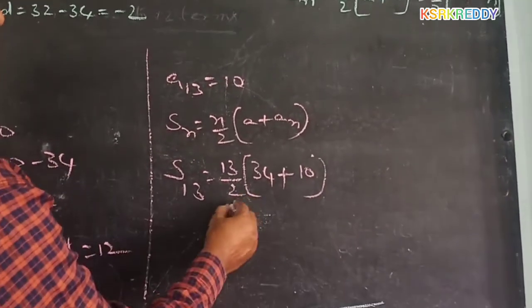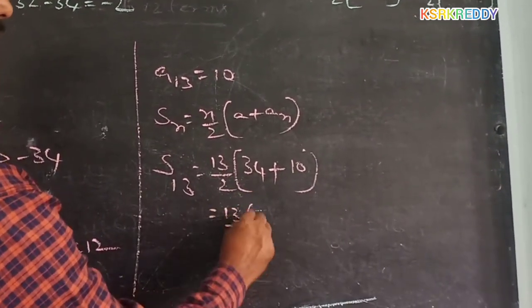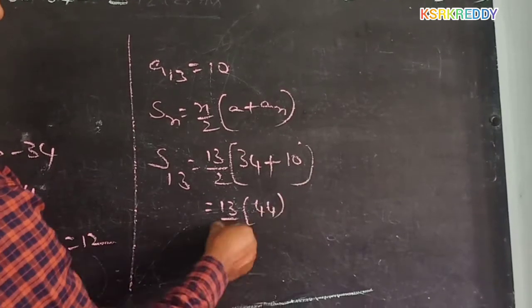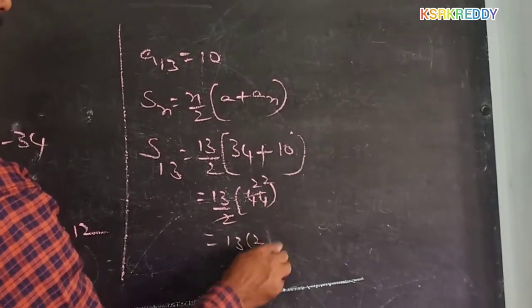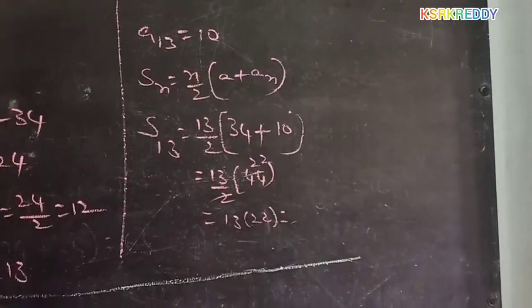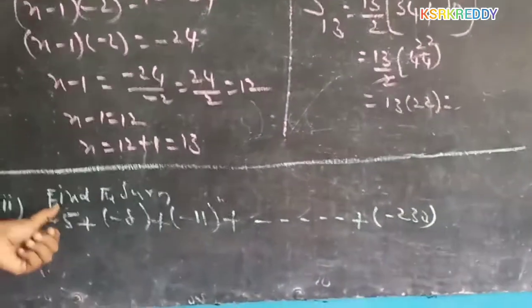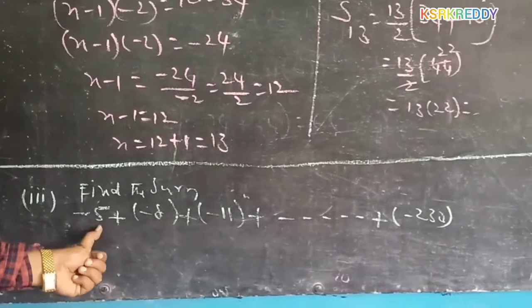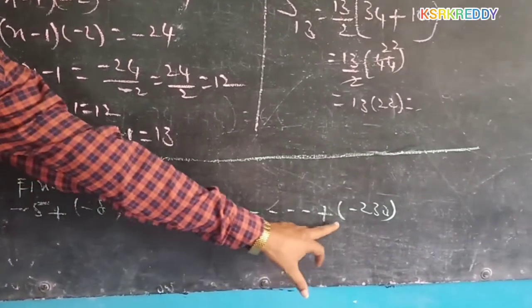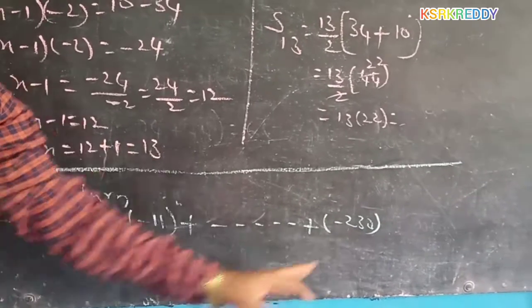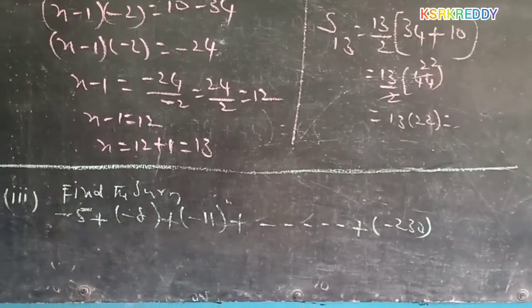That is equal to 13 by 2 into 44. So 22 times 2, so 13 into 22, and simplify that. So, same model, find the sum of minus 5 plus minus 8 plus minus 11 and so on up to minus 230. Same model, try it.